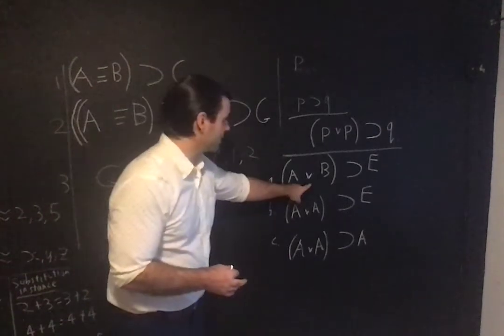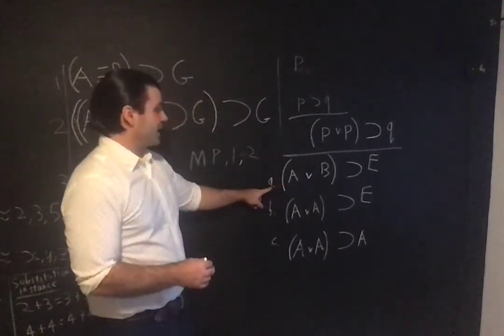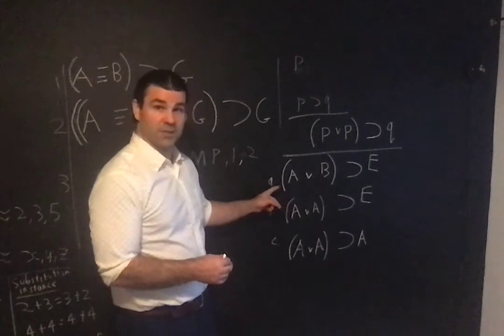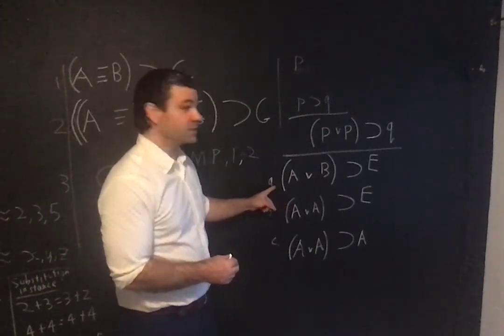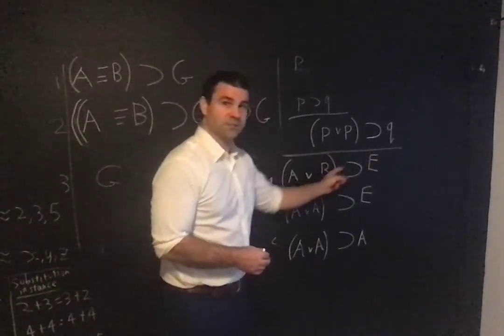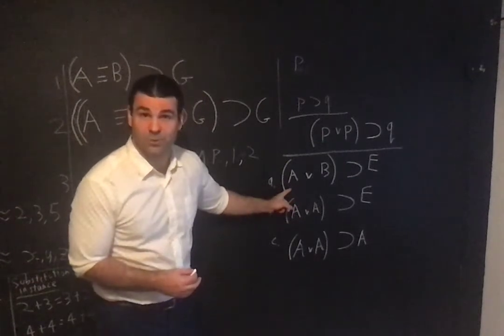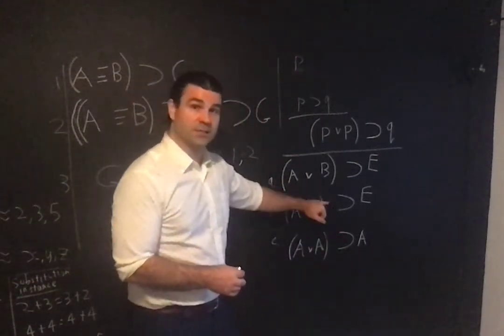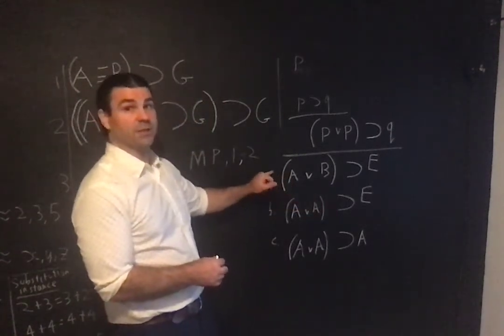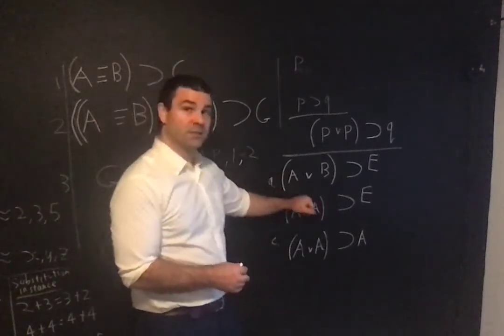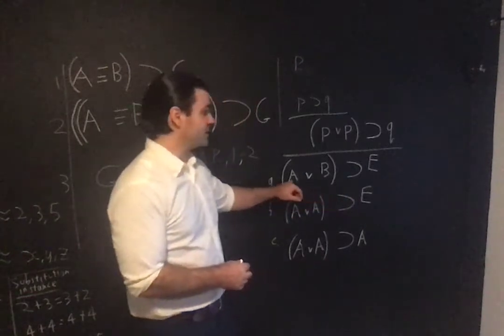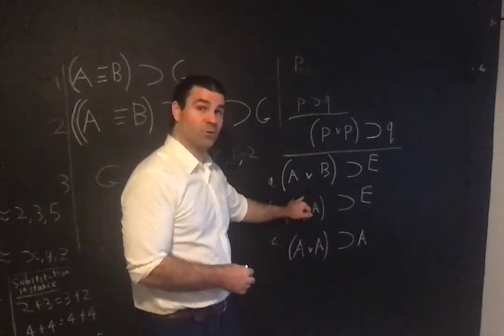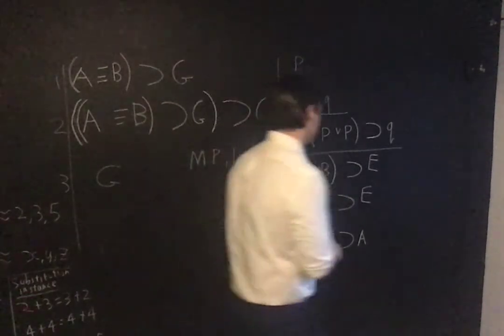Okay, so let's start here. A, first of all, is this a conditional? Yes, it is. This is also a conditional. This is a conditional. This is a conditional. So far, so good. So far, it fits the form. But is this a conditional where the antecedent is a disjunction? Yes, it is. So far, so good. But is it a conditional where the antecedent is the disjunction of a formula and itself? No, it's not.